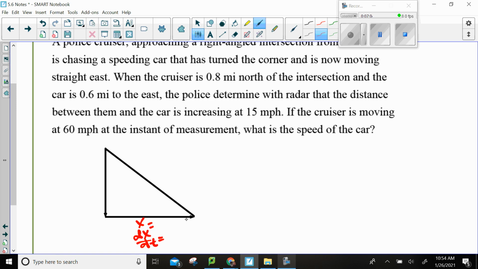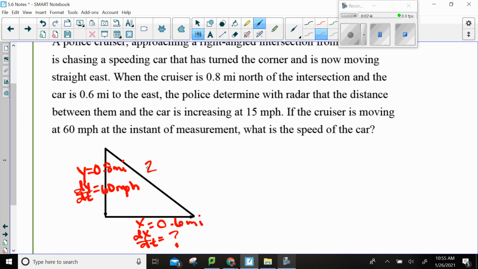So this is the bad guy, right? The cruiser intersection. Eventually, when we plug all that stuff in, we don't know this one. We want to know how fast this guy's going. I'm going to call this Y, because Y goes up and down. The police cruiser is 0.8 miles away. We know that the police cruiser is going 60 miles an hour.